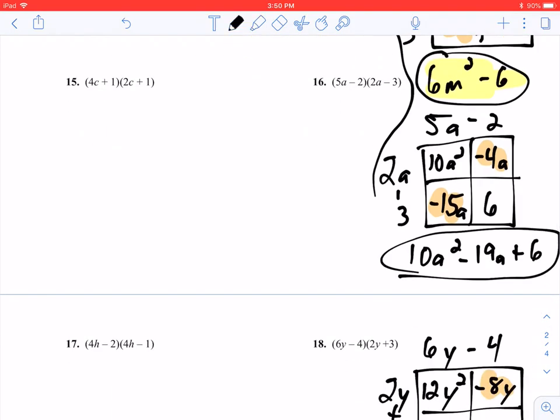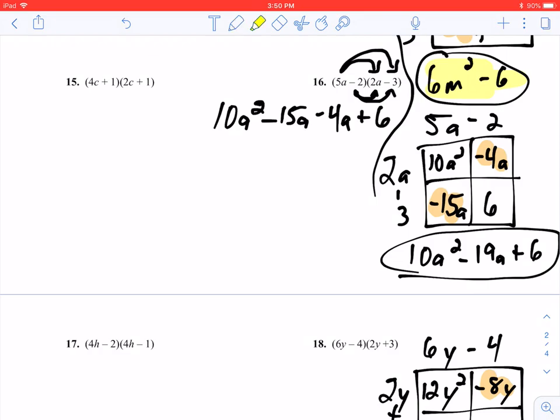Number 16, same thing, FOIL for first. So we're going to do 5a times 2a. That is 10a squared. Then we're going to do 5a times negative 3, which is negative 15a. Then we have negative 2 times 2a, which is negative 4a. And then negative 2 times negative 3, which is positive 6.